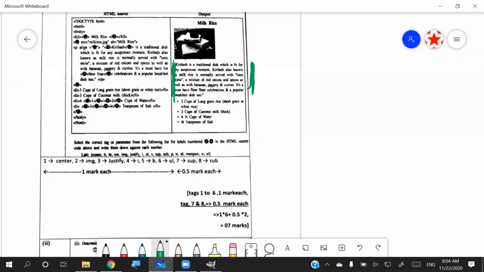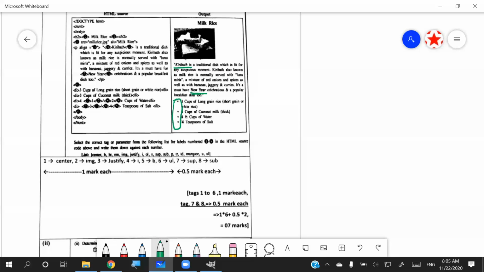And the fourth one is italic I. Fifth one is bold. So where can we find the italic one? Yeah, Kiribath. This is in between the italic one, and New Year is the bold one. So this particular structure is an unordered list, so you have to put UL.